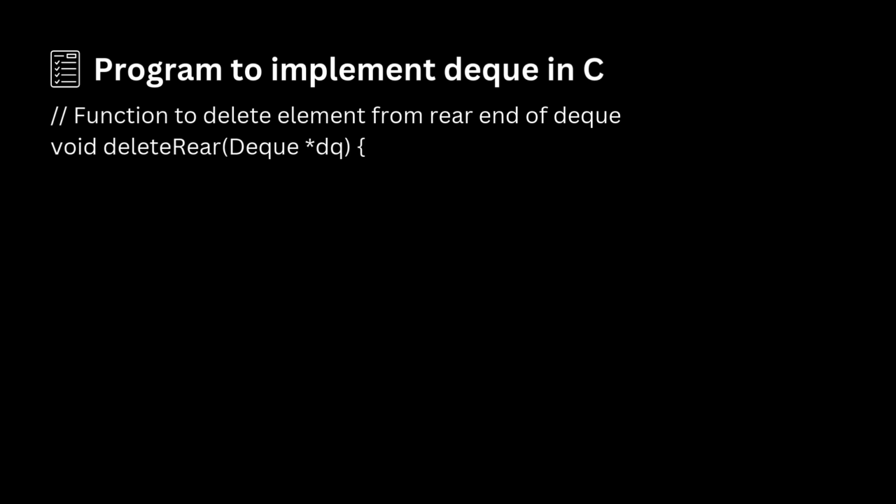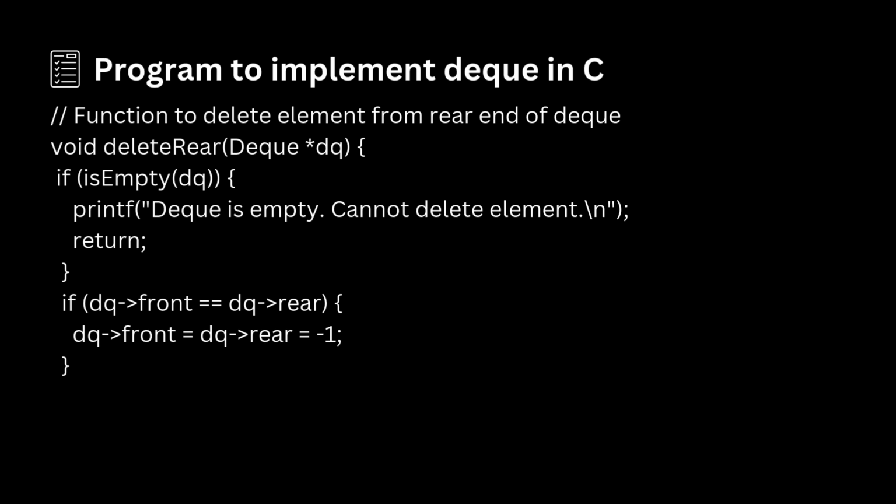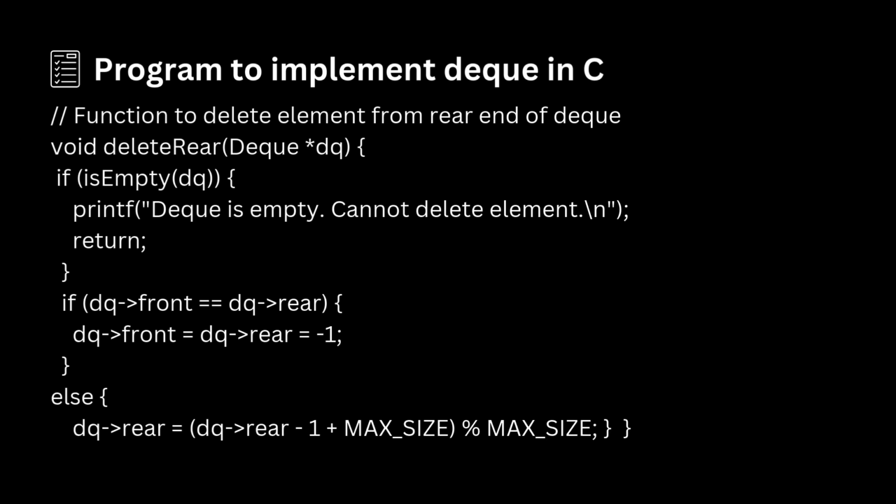Function to delete element from the rear end of the Deque. The deleteRear function deletes an element from the rear end of the Deque. It first checks if the Deque is empty using the isEmpty function. If the Deque is not empty, it checks if there is only one element in the Deque. If there is, it sets both front and rear to -1, indicating the empty Deque. If there is more than one element, it decrements the rear and wraps around if necessary to remove the element from the rear end of the Deque.